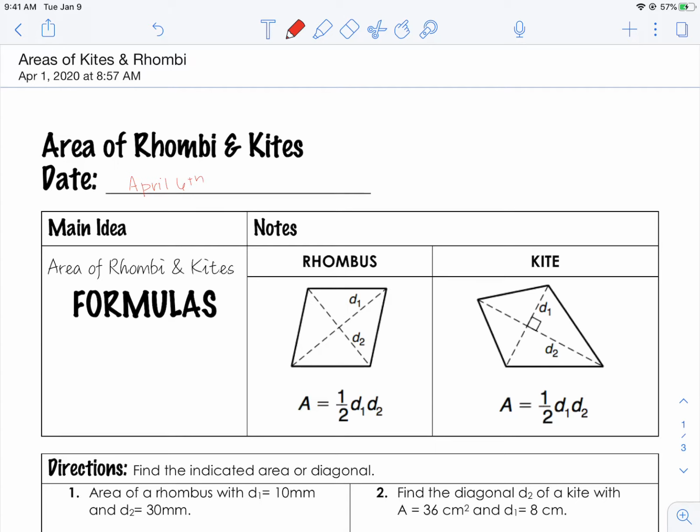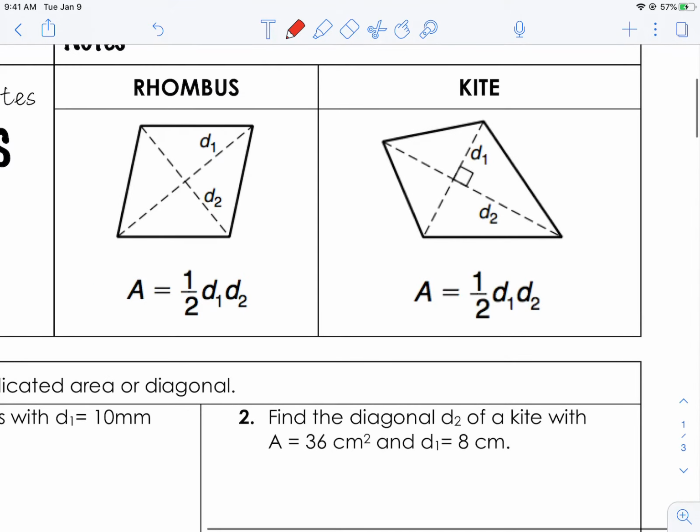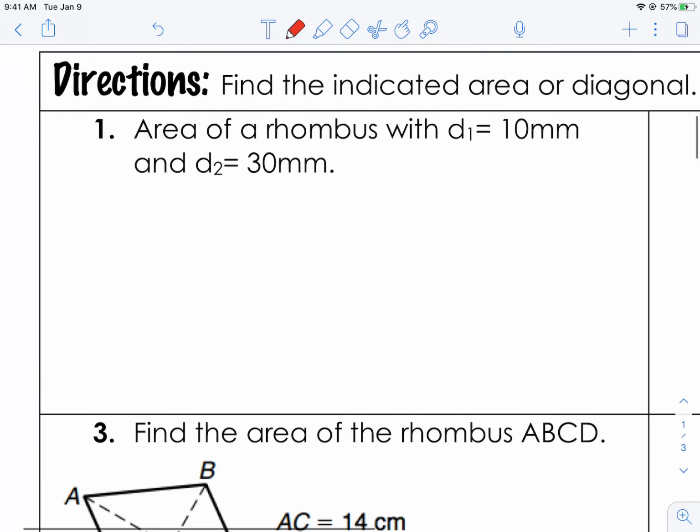Today we're going to be talking about how to find the area of a rhombus and a kite. If you already noticed, they have the same formulas. It uses the diagonals, so it's just 1/2 diagonal 1 times diagonal 2. It's the same formula for both rhombuses and kites. So let's look at our first example.